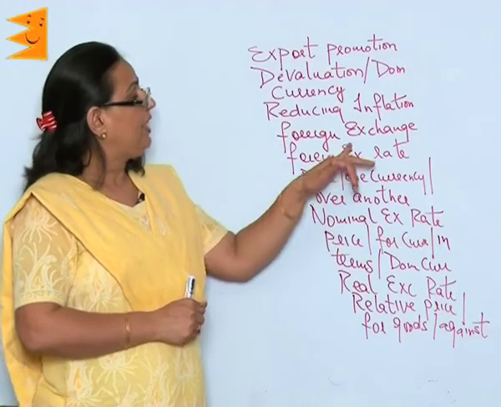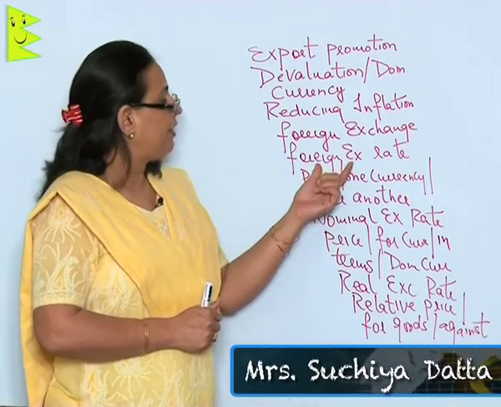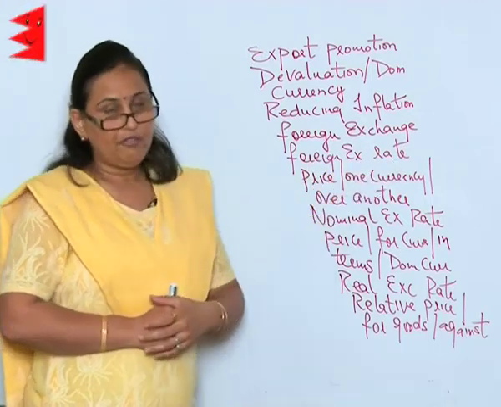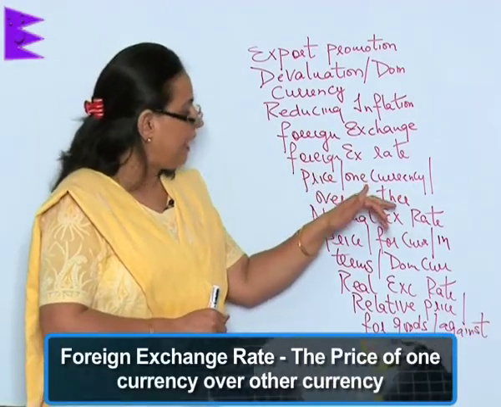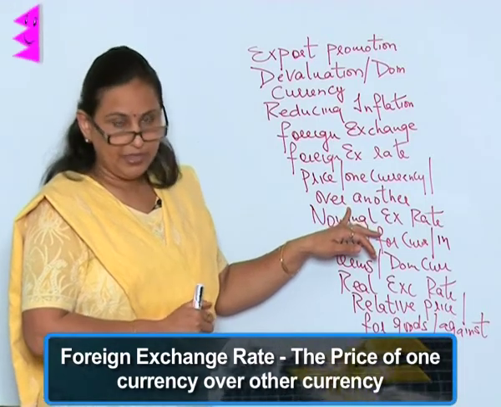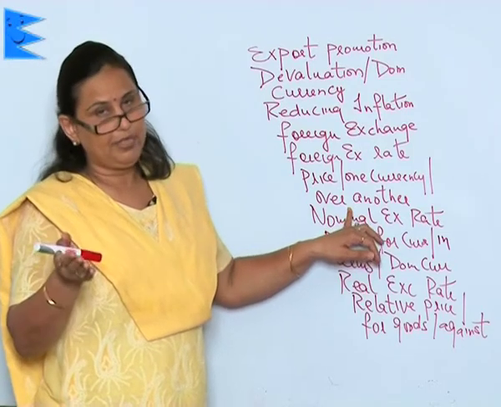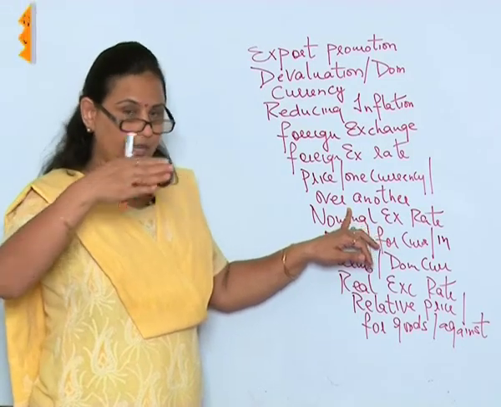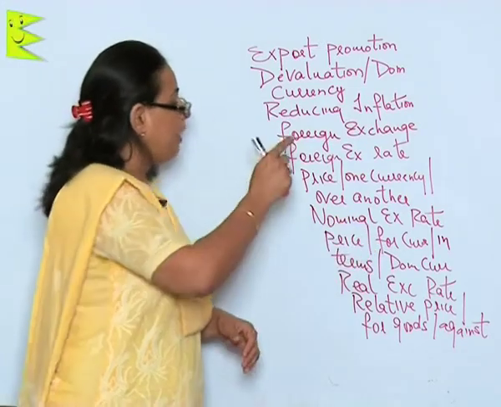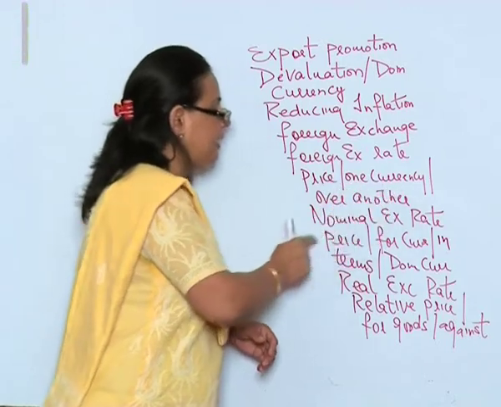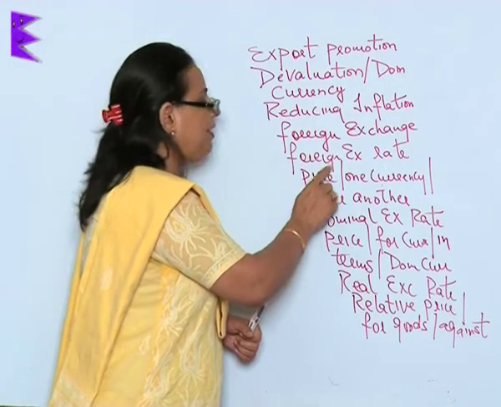Well, if we are exchanging, there has to be a rate also, which is called the foreign exchange rate. The foreign exchange rate is the rate or the price of one currency over another. For example, $1 could be equal to 50 Indian rupees, 1 euro could be equal to 67 Indian rupees, and so on. Thus, whatever is the price of one currency against another currency, that is called the foreign exchange rate.